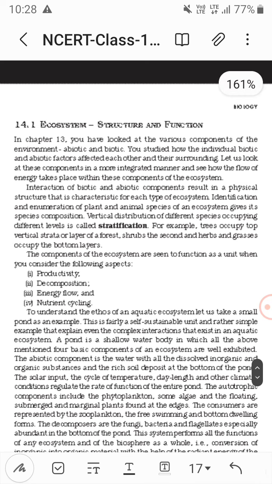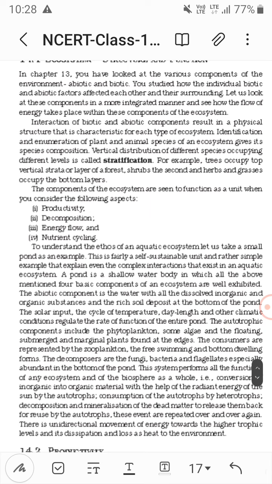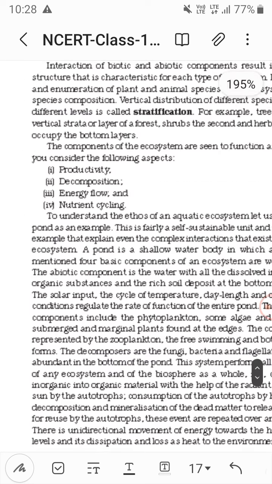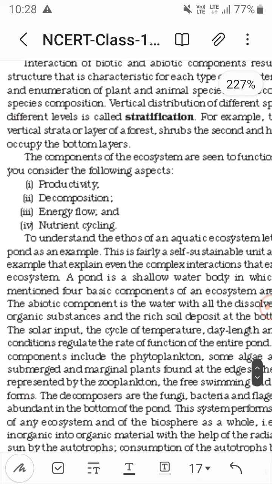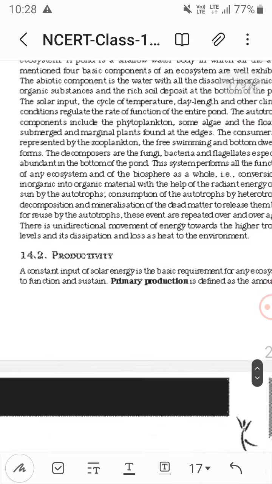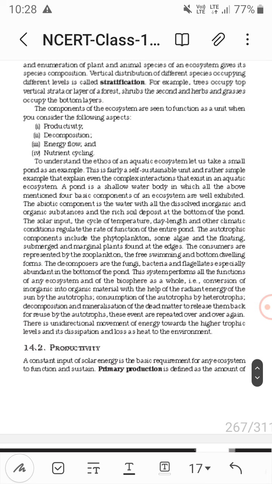So there is a term, stratification. What is that? It is the vertical distribution of different species occupying different levels. Now the components of the ecosystem are seen to function as a unit when you consider the following aspects. So they work as a unit. First one is the productivity, second one is the decomposition, third one is the energy flow, and fourth one is the nutrient cycling.